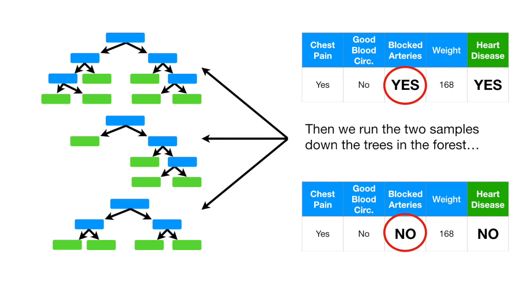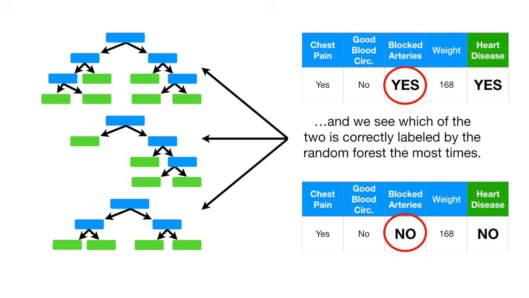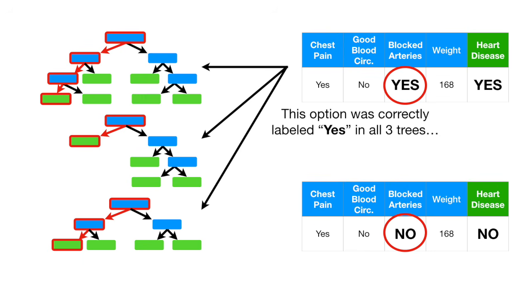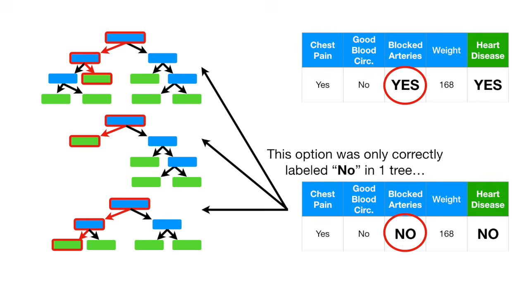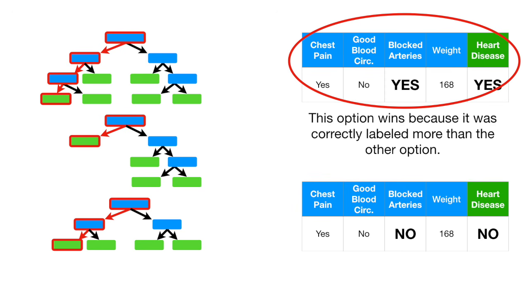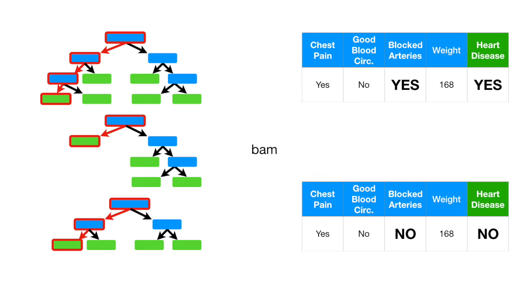Then we run the 2 samples down the trees in the forest, and we see which of the 2 is correctly labeled by the random forest the most times. This option was correctly labeled yes in all 3 trees. This option was only correctly labeled no in 1 tree. This option wins because it was correctly labeled more than the other option. Bam! We filled in the missing data, and we've classified our sample.